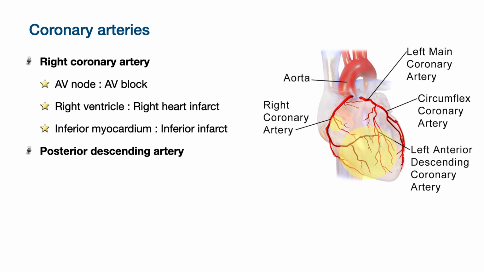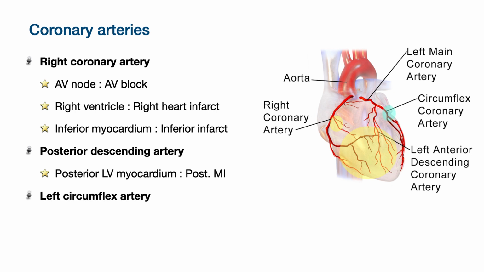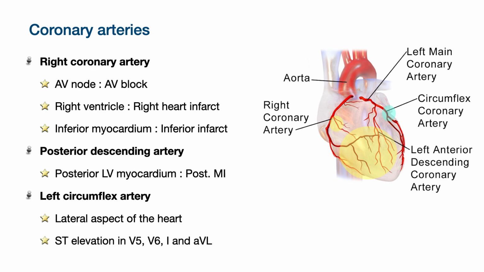This artery supplies the posterior left ventricular myocardium, hence occlusion causes posterior MI, which is seen on ECG by the presence of ST depression in V1 to V4 with the dominant R wave in V1. Left circumflex artery supplies the lateral aspect of the heart. Occlusion of this artery produces ST elevation in V5, V6, lead 1 and aVL.